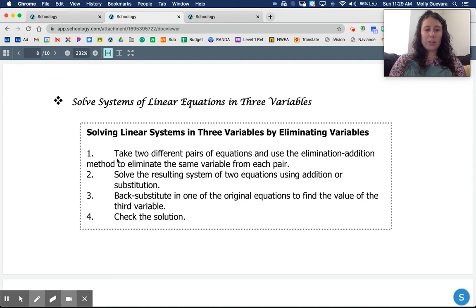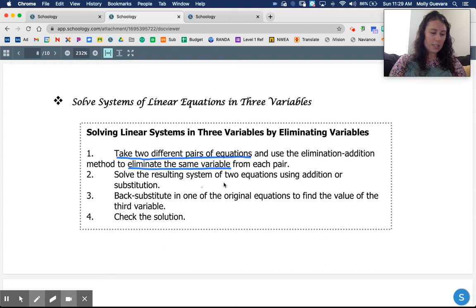So basically, what you do is you take two different pairs of equations. Like the first and the second, and the first and the third, or the first and the second, and the second and the third, or whatever, right? And you need to eliminate the same variable from each pair. And that's really important. If I take my first and second equation and eliminate y, then whatever two of the other equations I'm using, I also need to eliminate y. It does not help us if I eliminate y the first time and then eliminate z the second time.